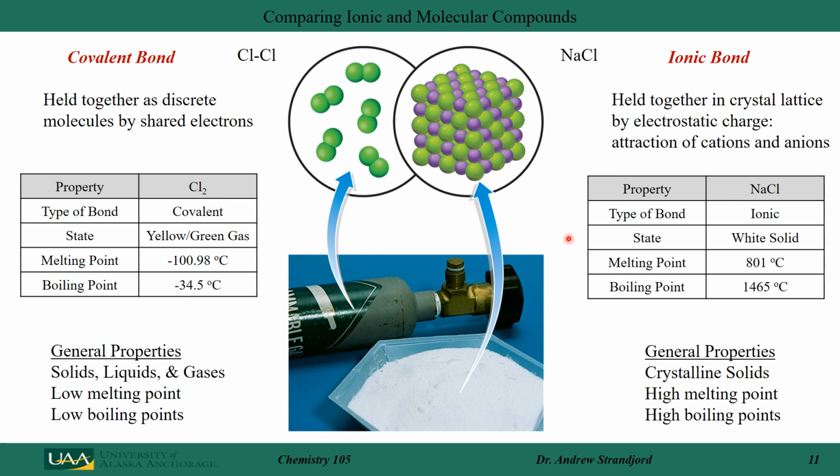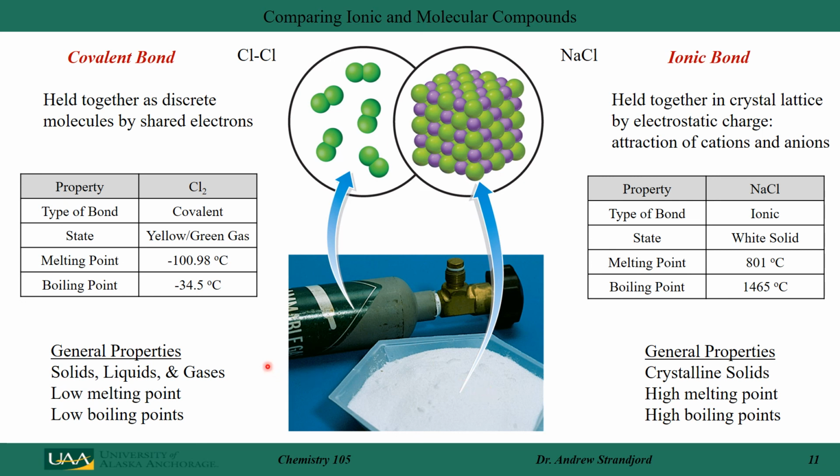If I look at sodium chloride, it's actually a white solid at room temperature. I need to heat it up to 801 degrees C to actually start melting sodium chloride, and I need to further heat it up to 1465 degrees C to actually boil sodium chloride. And you can see here in these pictures, at room temperature, chlorine gas, Cl2, is contained in a gas cylinder, whereas sodium chloride is a white crystalline salt.